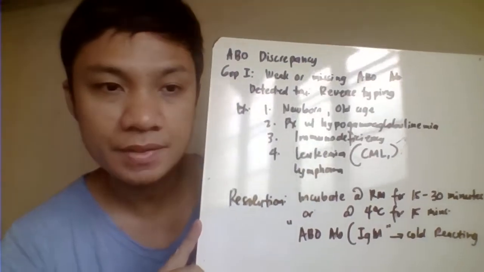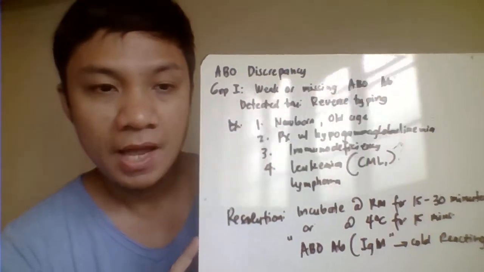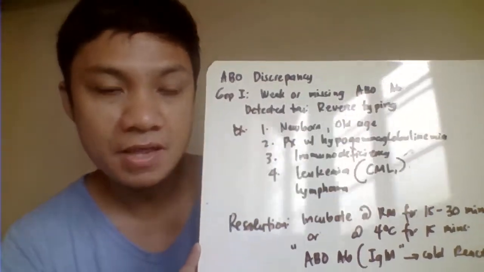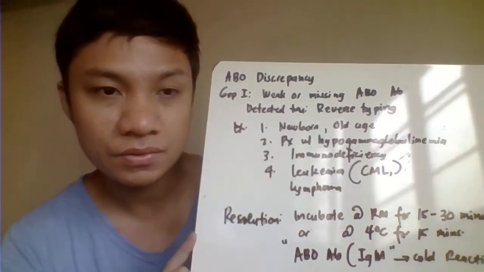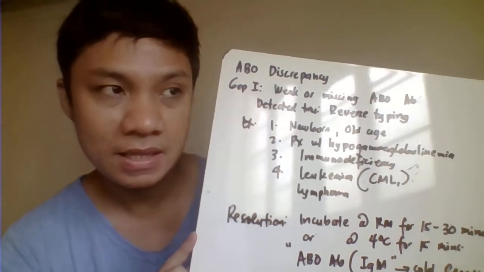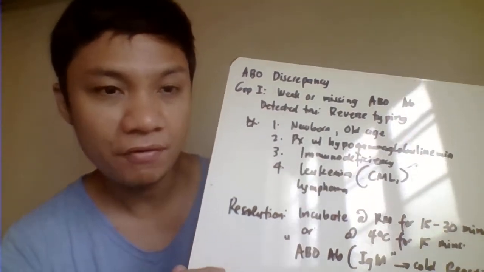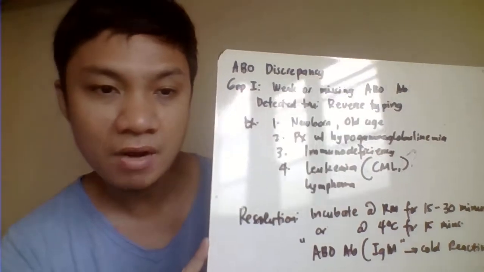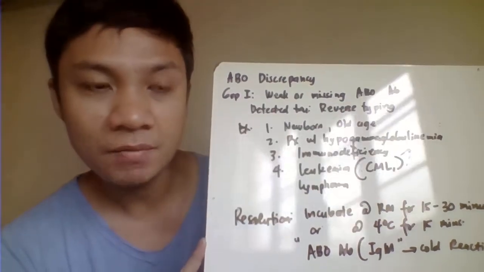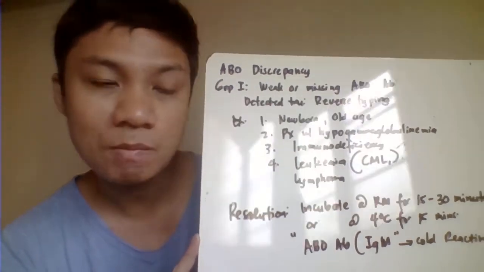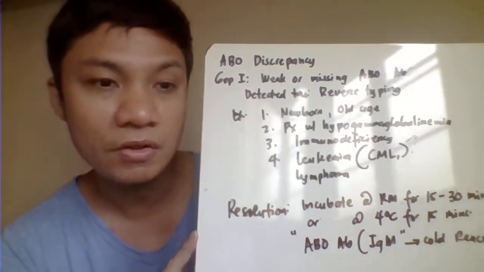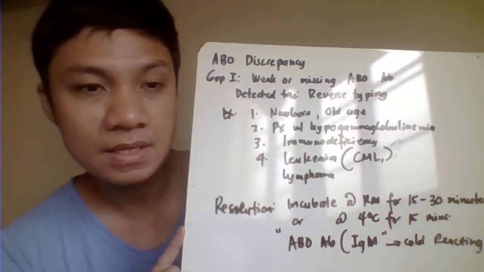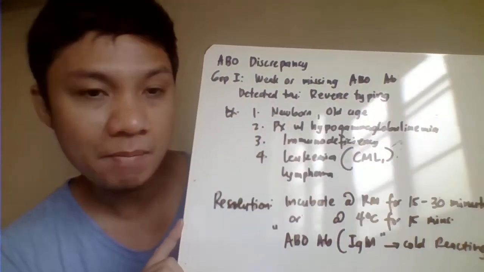Okay, so we have here the ABO discrepancy. An ABO discrepancy could be identified here by having weak reactions. Most likely, we are expecting the reaction to be 3 plus or 4 plus with your agglutination reactions. But if the reaction is only 1 plus or 2 plus, we might suspect the presence of an ABO discrepancy. So we have here the different ABO discrepancies.